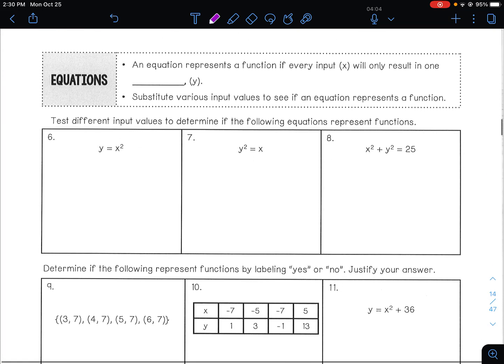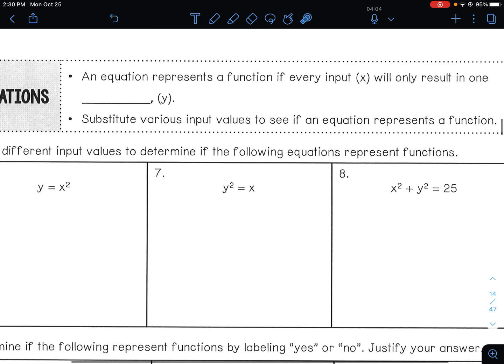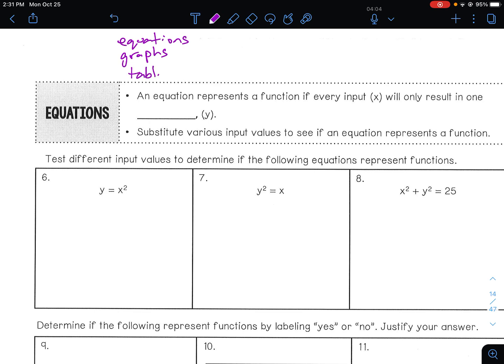If we check the next page, now we are looking into equations. Is an equation a function? Something you need to keep in mind is that equations, graphs, and tables are different ways to represent something. You can represent a story, a real-life situation, using equations or graphs or tables. So pretty much with most equations, you should be able to graph them, and you should also be able to make a table out of them.